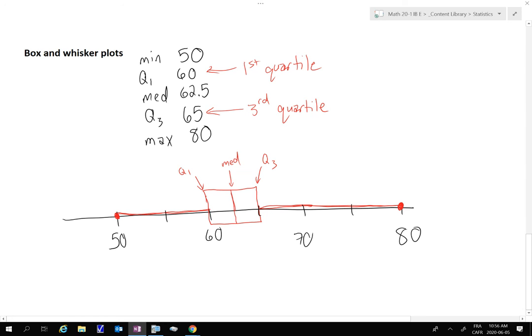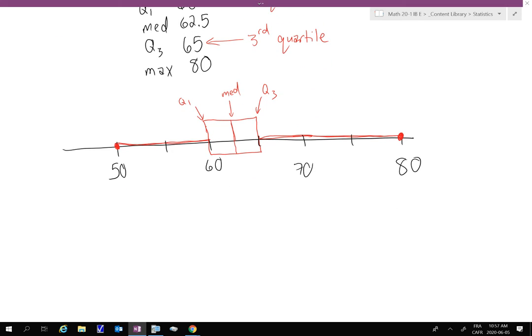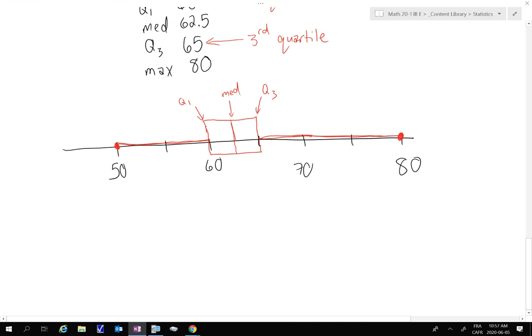The skinnier the box is, the more clustered around the middle that half of the data is. So if I have a big wide box, it means the numbers are more spread out. And if we have long whiskers, it means there's quite a long dispersion. But we can also use this information to mark what are called outliers.